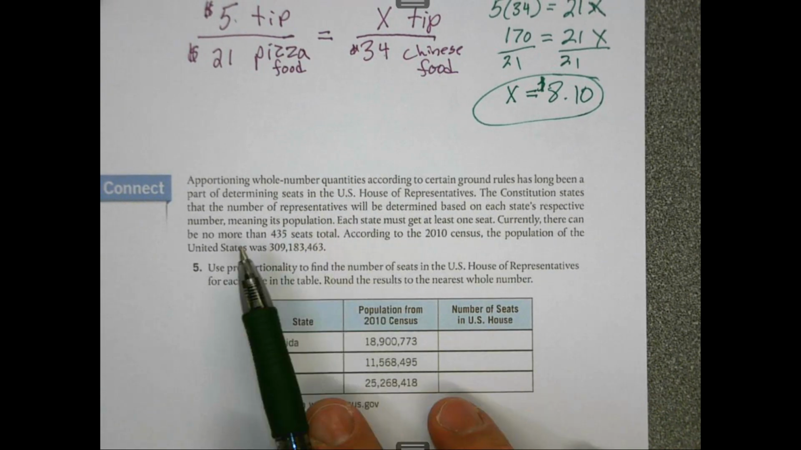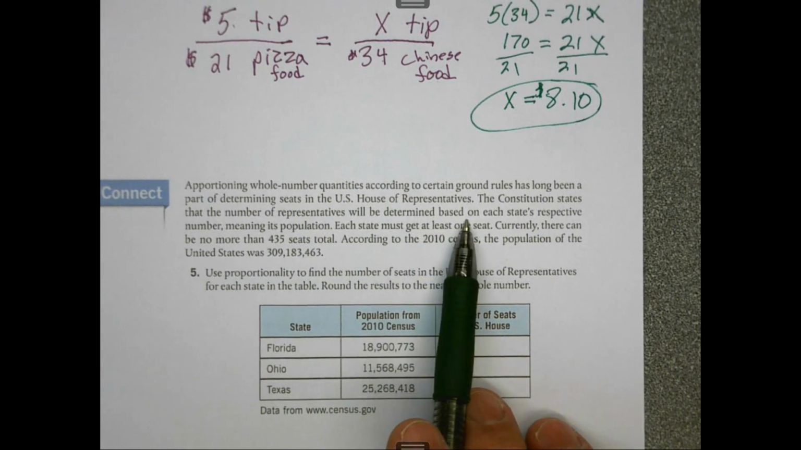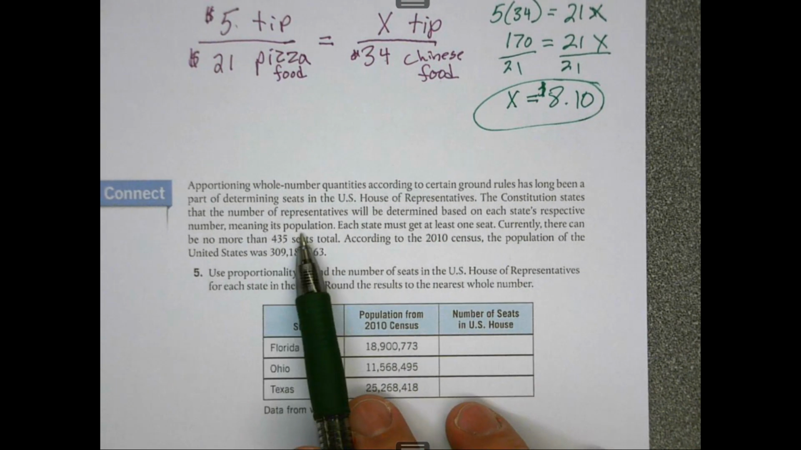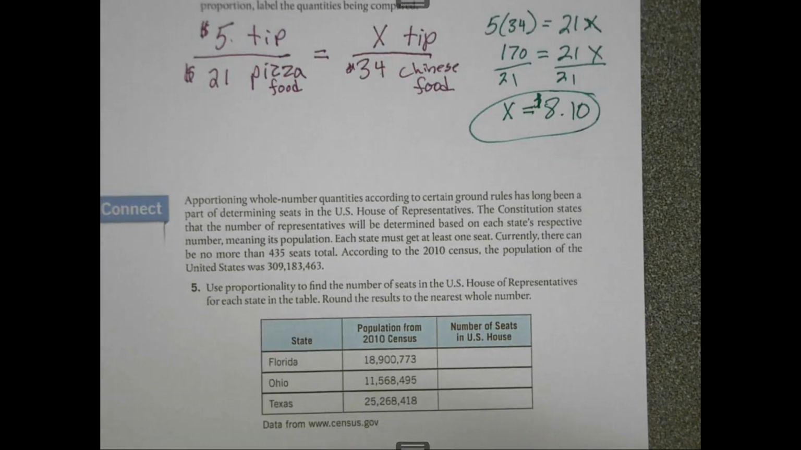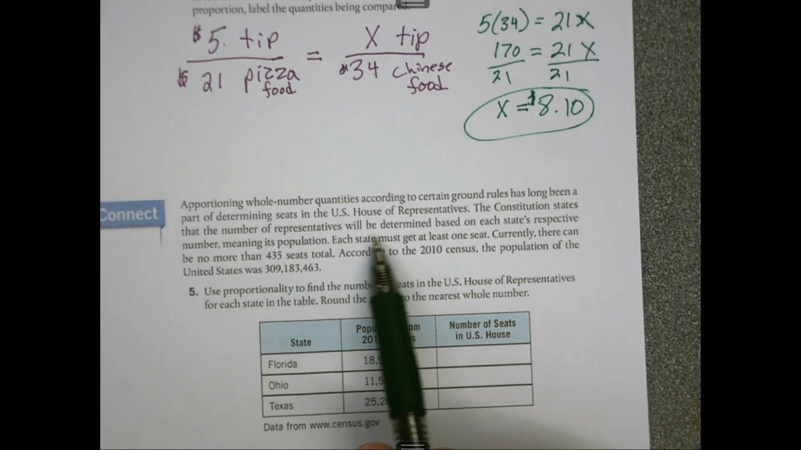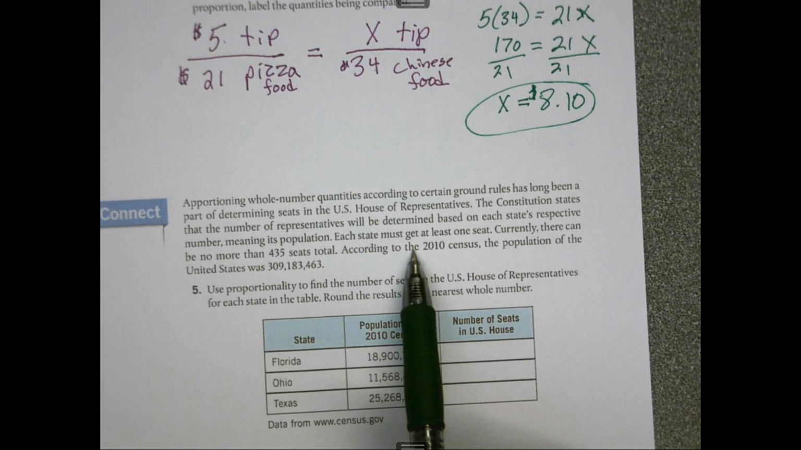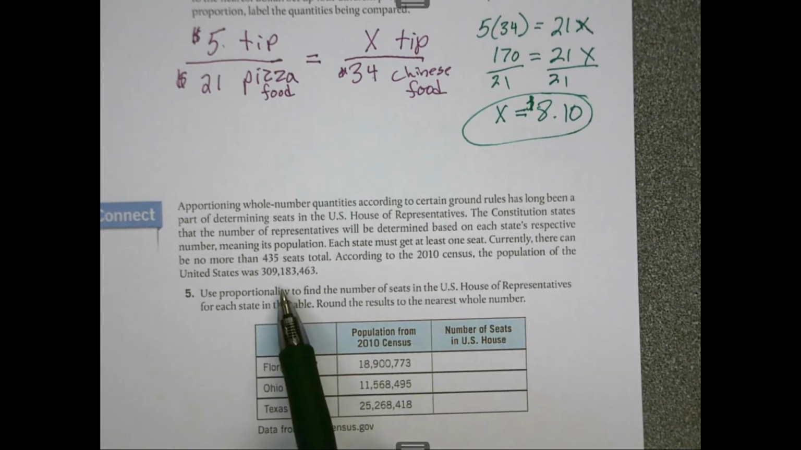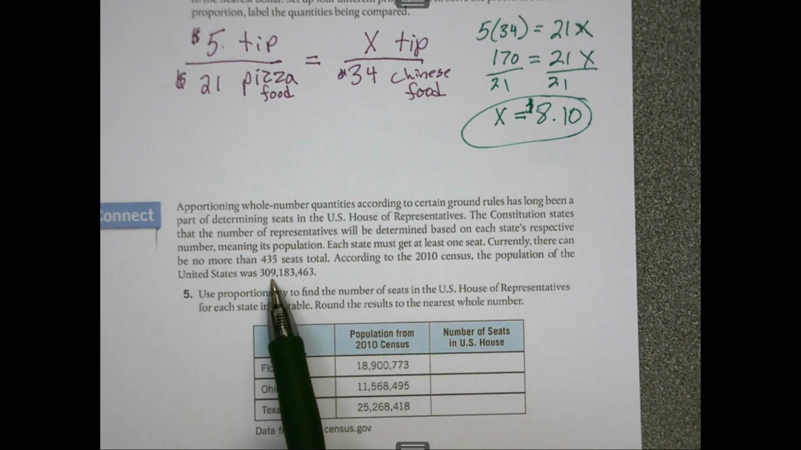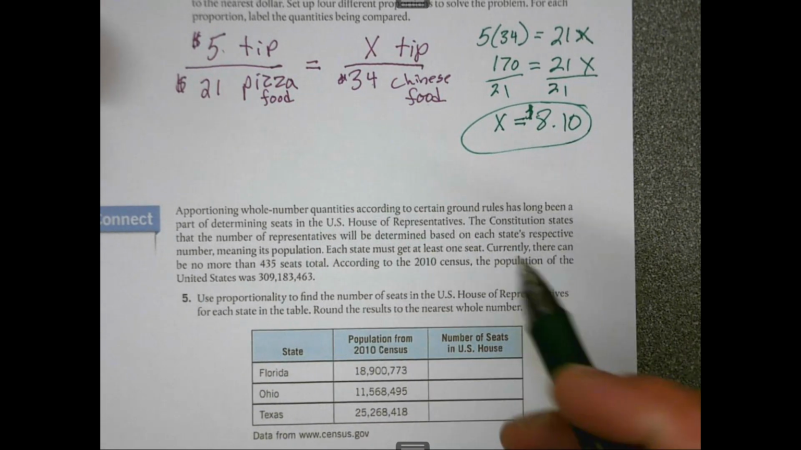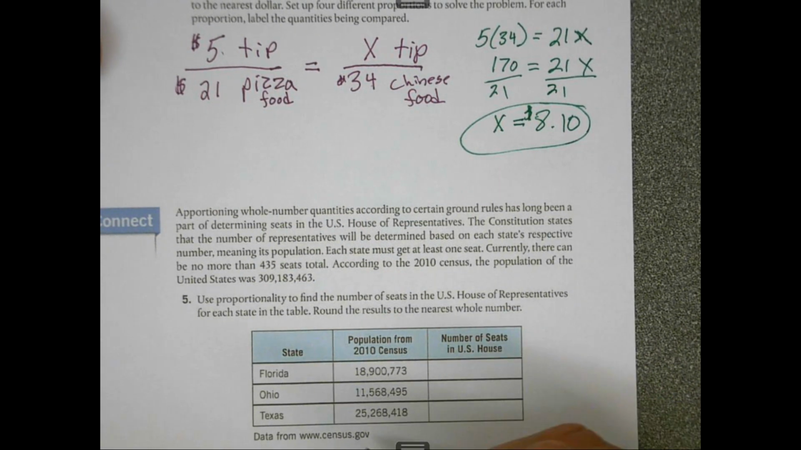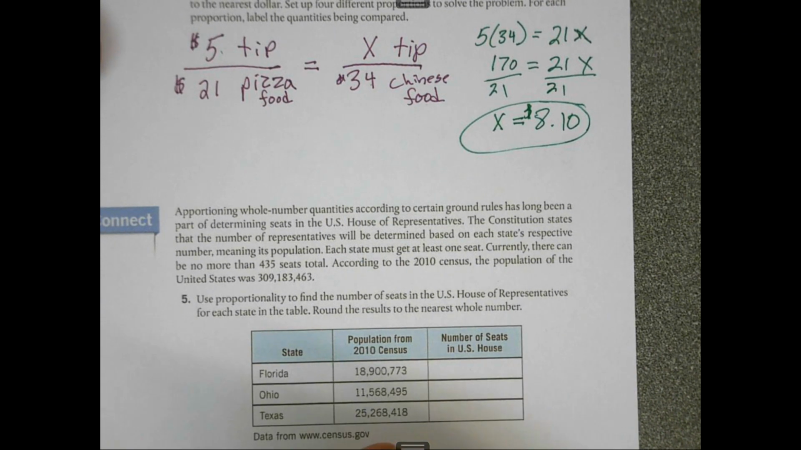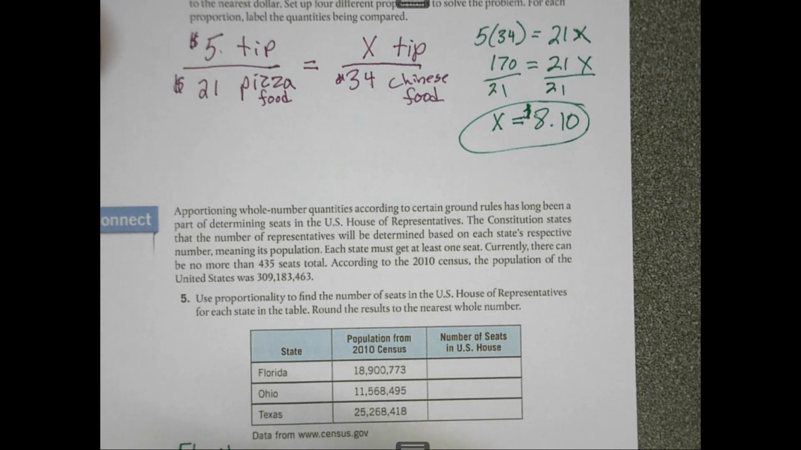So for Florida, let's see, they have 18,900,773 out of 309,183,463, and they want to know how many seats they get out of 435. So cross multiply and solve. No, I'm not going to write all this out. I'm going to do this in the calculator.